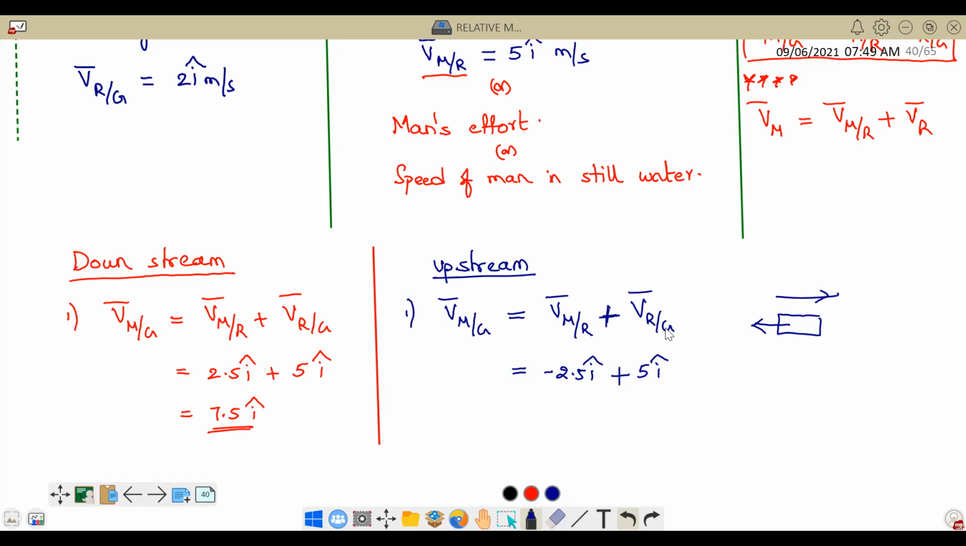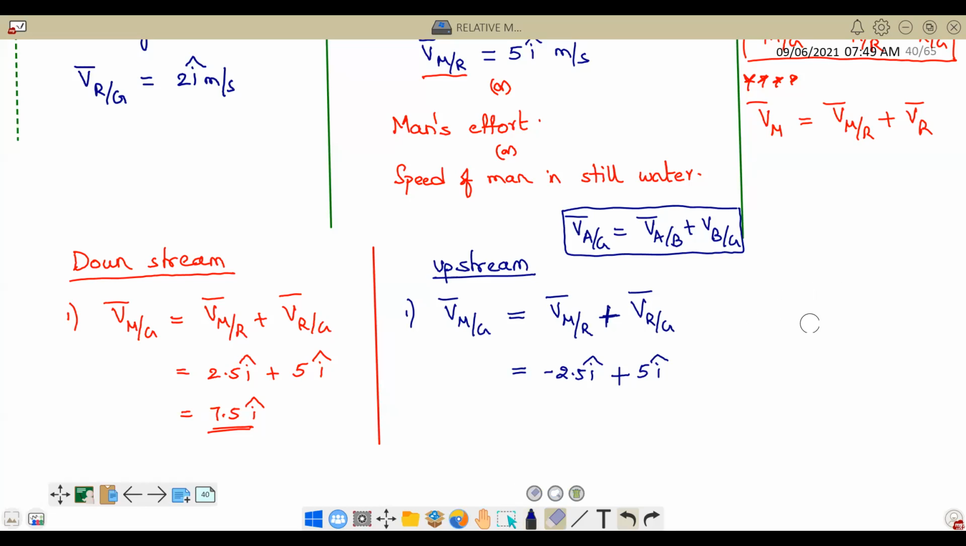This equation you have to learn by heart. You have to drill it into your mind. The general equation is velocity of A with respect to ground is equal to velocity of A with respect to B plus velocity of B with respect to ground. This is the general equation. In case of river man problems, velocity of man with respect to ground is equal to velocity of man with respect to river plus velocity of river with respect to ground.